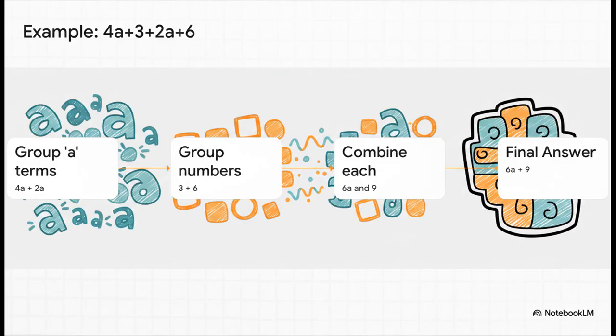Let's see this in action with 4a plus 3 plus 2a plus 6. First, we identify our like terms. We grab all the a terms, that's 4a and 2a. Then we grab the plain numbers, the 3 and the 6. Once they're sorted into their piles, we just add them up. 4a plus 2a gives us 6a, and 3 plus 6 is 9. Put it back together, and our simplified, much tidier expression is 6a plus 9.